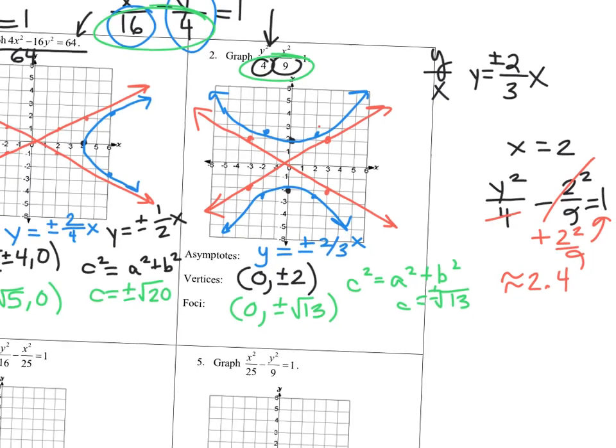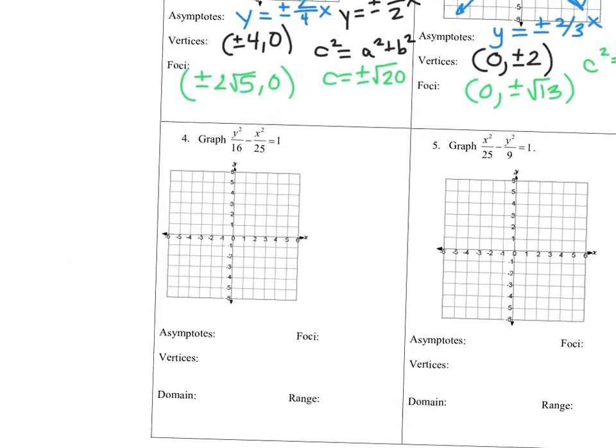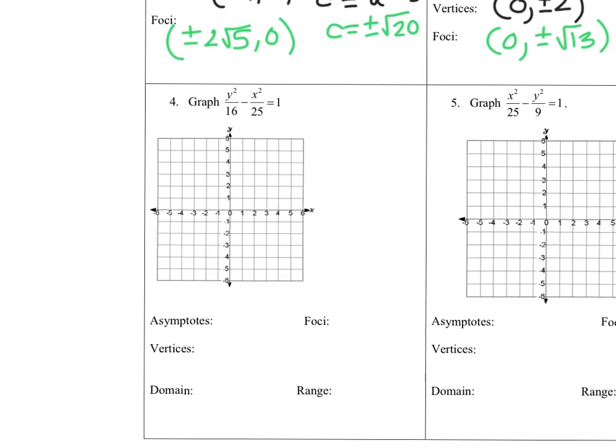Okay, number 3. So again, the hyperbola is going up and down. So my vertices are going to be at 0 plus or minus 4. My asymptotes are going to be at y equals plus or minus, change y divided by x. So it's going to be 4/5 x.